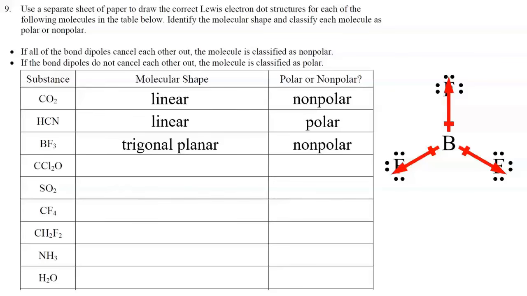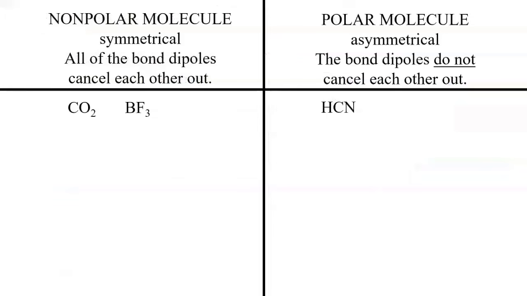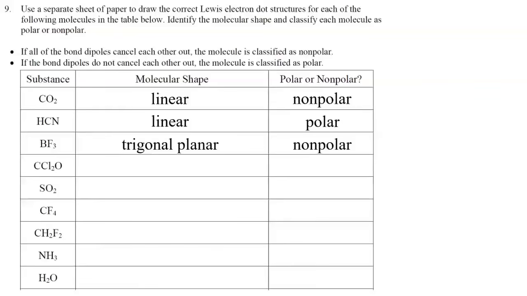BF3 is classified as a nonpolar molecule because of the symmetry. All of the bond dipoles in the BF3 molecule cancel each other out. The next molecule to consider is CCl2O. That's 1 carbon, 2 chlorines, and 1 oxygen. Carbon will be the central atom. If we add up the number of valence electrons for this molecule, we get 24 again.